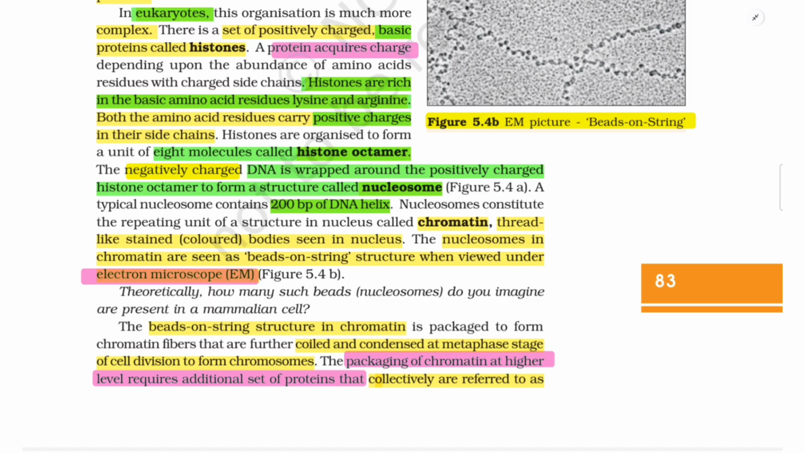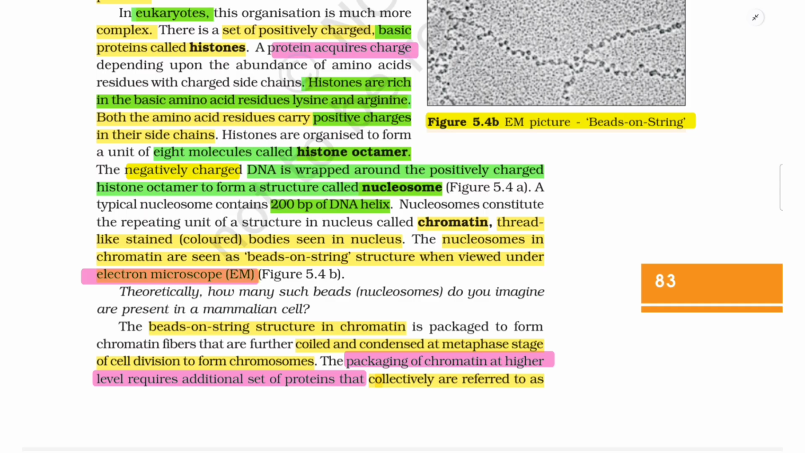Nucleosomes constitute the repeating unit of a structure in the nucleus called chromatin, thread-like stained colored bodies in the nucleus. The nucleosomes in chromatin are seen as beads on string structure when viewed under electron microscope, EM, figure 5.4b. Theoretically, how many such beads or nucleosomes do you imagine are present in a mammalian cell? The beads on string structure in chromatin is packaged to form chromatin fibers that are further coiled and condensed at metaphase stage of cell division to form chromosomes.